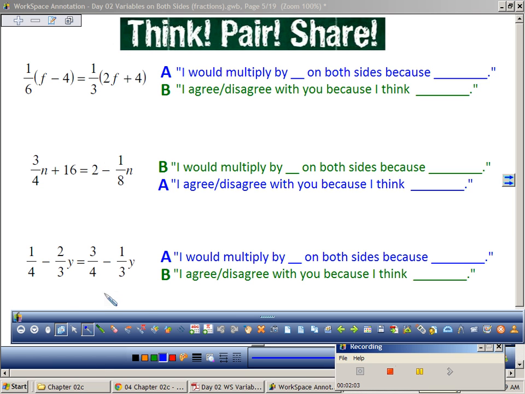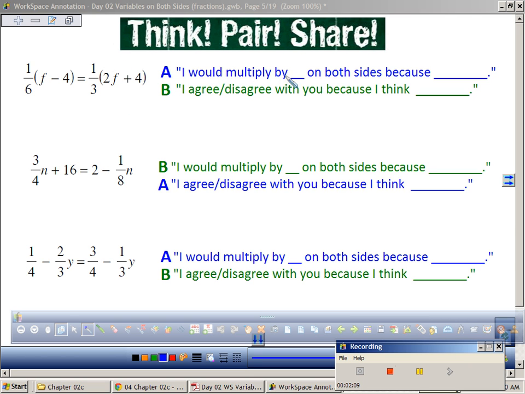Okay, so let's see. How about Ariana? Ariana, why don't you complete this sentence for me? You multiply by what? 2. On this one? Would 2 get rid of the 6? Not quite. Kaja, what do you think? Yes. If you multiplied both sides by 6, then the 6 would go away. Good. How about Michaela? Michaela, what about this one?